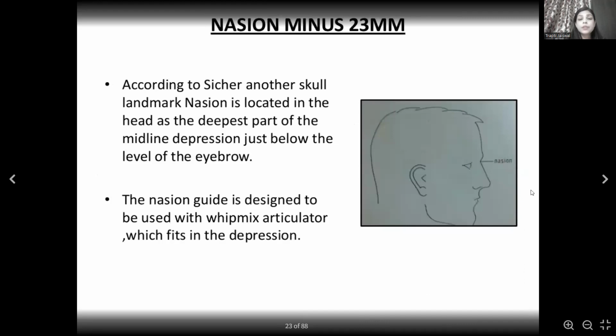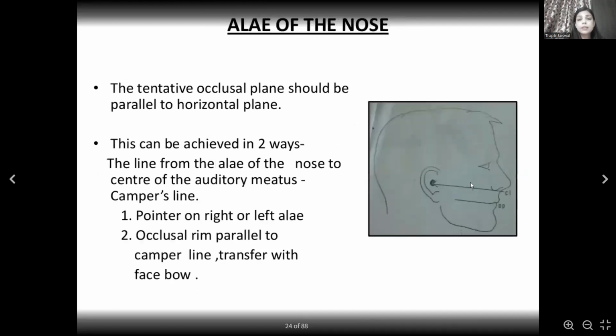Nasion minus 23 mm. Another skull landmark, the nasion, is located on the head as the deepest point of the midline depression, just below the level of the eyebrows. So it is used with the Whip Mix articulator. Ala of the nose: the tentative occlusal plane we mark should be parallel to the horizontal plane, and this can be achieved in two ways. Ala of the nose to the center of the auditory meatus is the Camper's plane.